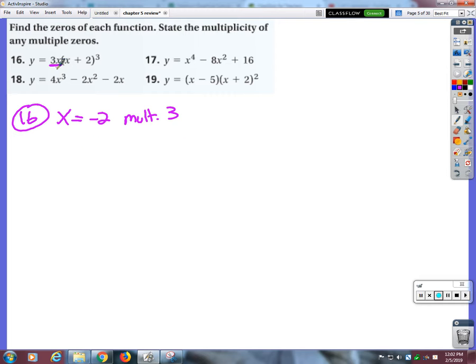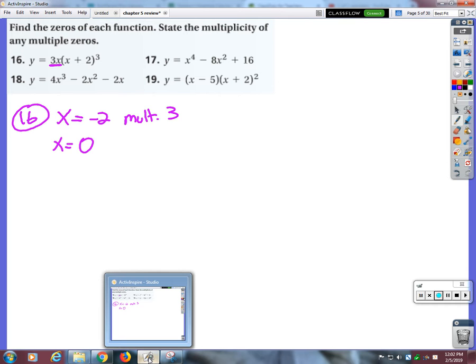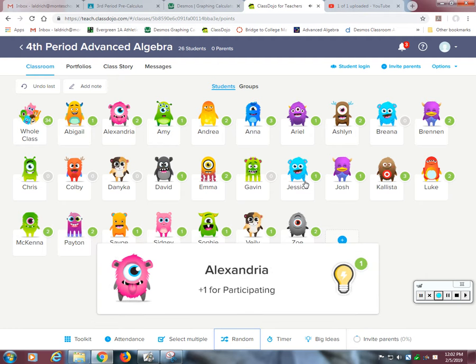No, what makes that be 0? 3 times what is 0? 0. Okay, so my zeros there are x equals negative 2, which comes up 3 times, so that's multiplicity of 3, and then also plain old x equals 0. Okay?